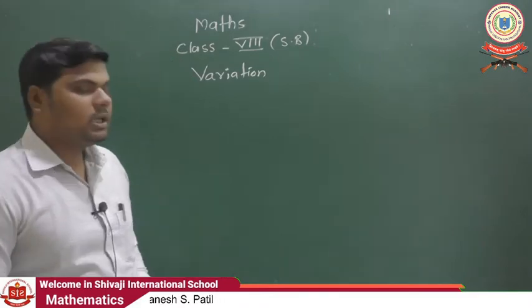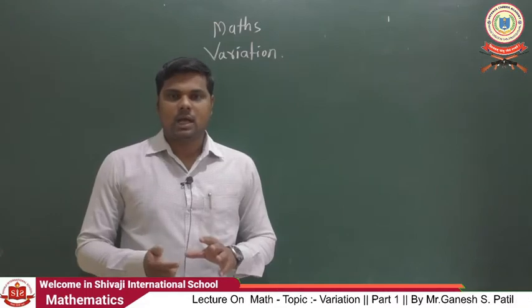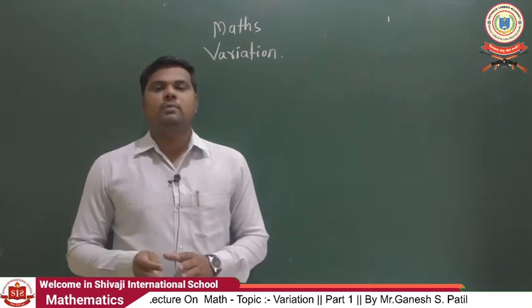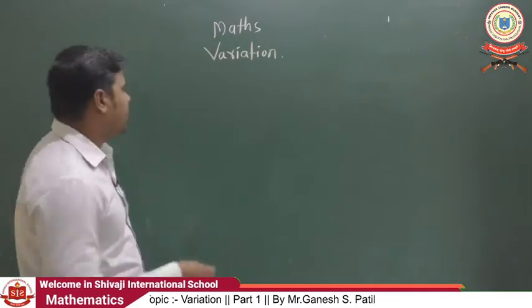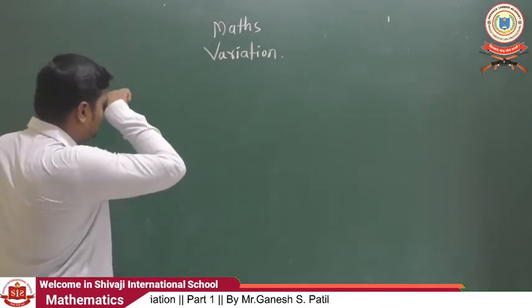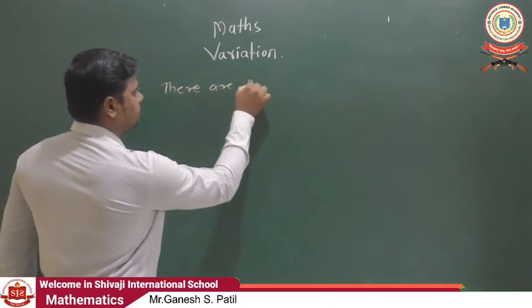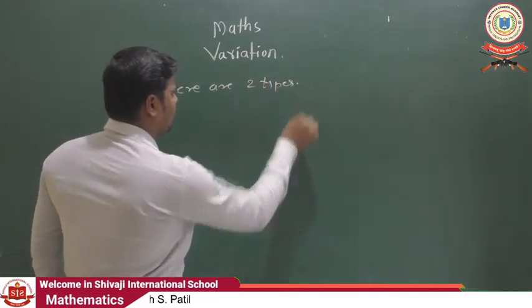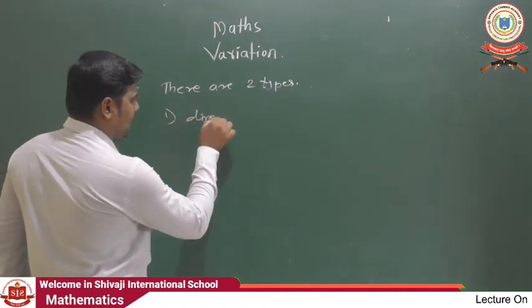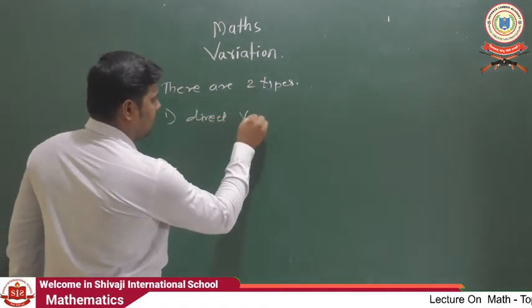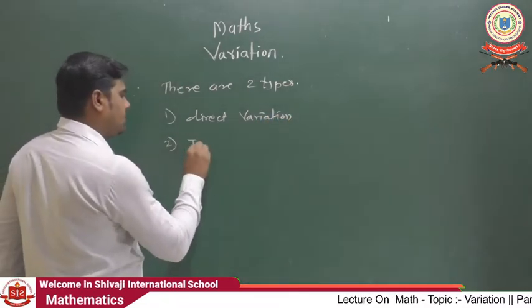Okay, now see, in the last lecture we have studied variation. What is meant by variation, and what are the types of variation, its definitions as well as examples. Okay, see, first, variation. There are two types. The first one is direct variation and another one is indirect variation.